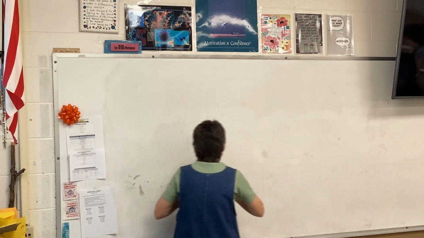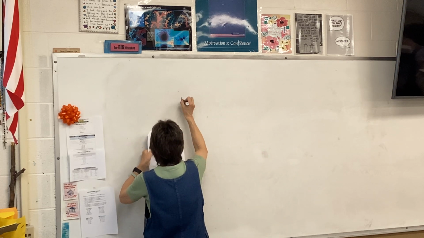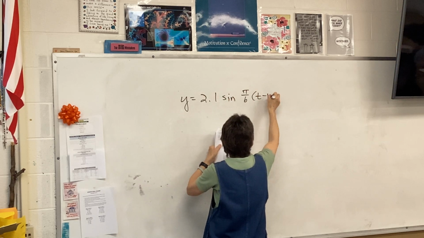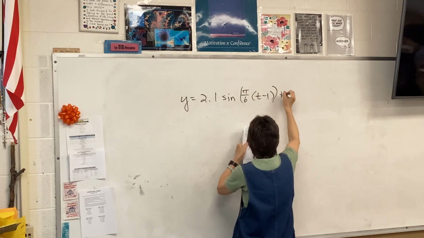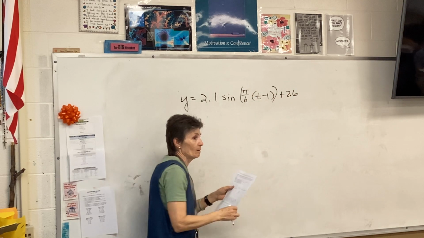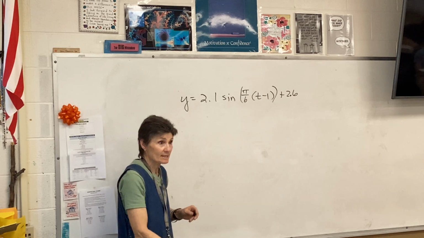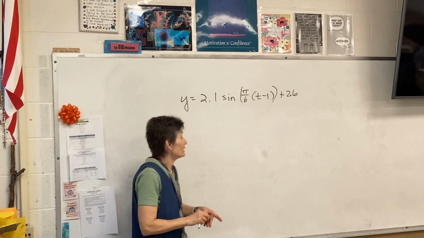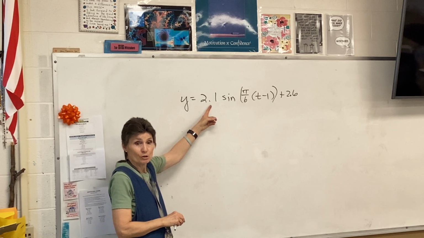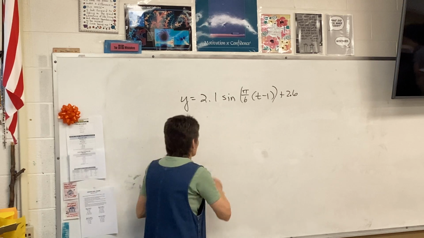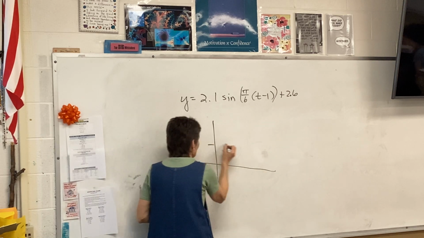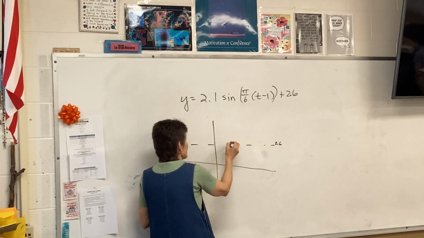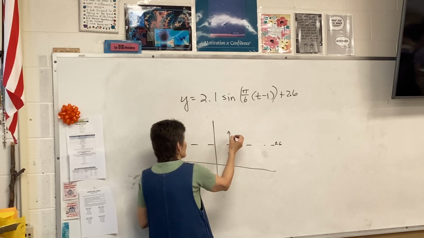So what we need to remember when we look at an equation like this, no matter how messy it is, is that there's some stuff we can tell about that equation right off the bat. It's a sine wave, right? And because it's a sine wave, it's going to have amplitude. In fact, its amplitude is 2.1. So that means our midline, here's our midline, which is at 2.6. Whatever our curve looks like, it's going to go up and down 2.1 from that.